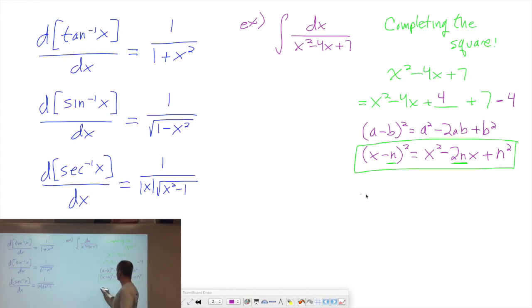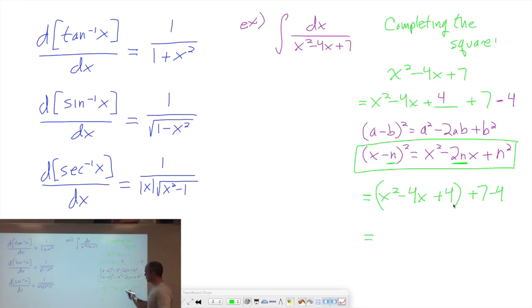The advantage to this is now, instead of x squared minus 4x plus 7, I can now write that as x squared minus 4x plus 4, put that in parentheses, plus 7 minus 4. All I've done is added a 4 and taken a 4 away. They cancel out. I'm allowed.